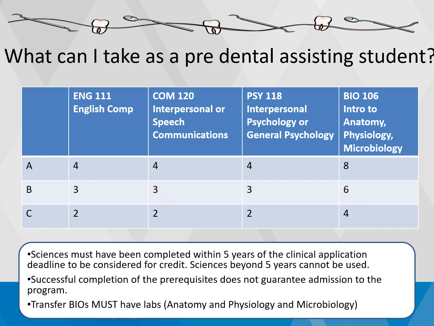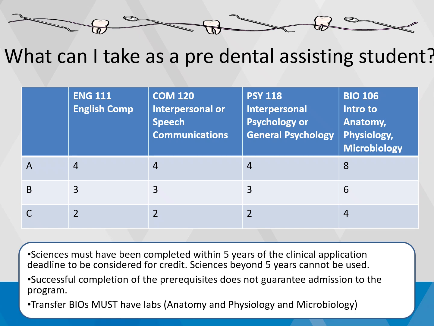What can you take as a pre-dental assisting student? When students are admitted to the college, they are admitted as pre-dental assisting and can take the general courses that are a part of the diploma program. Those courses include English 111, English Composition, Communications 120 or 231, Interpersonal or Speech Communications, Psychology 118 or Psychology 150, which is Interpersonal Psychology or General Psychology, and the science for this particular program is Biology 106, which is Intro to Anatomy, Physiology, and Microbiology.